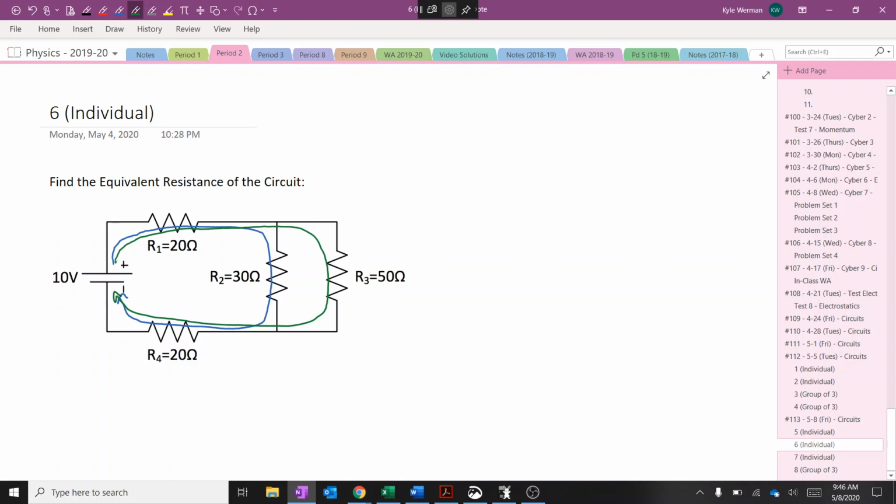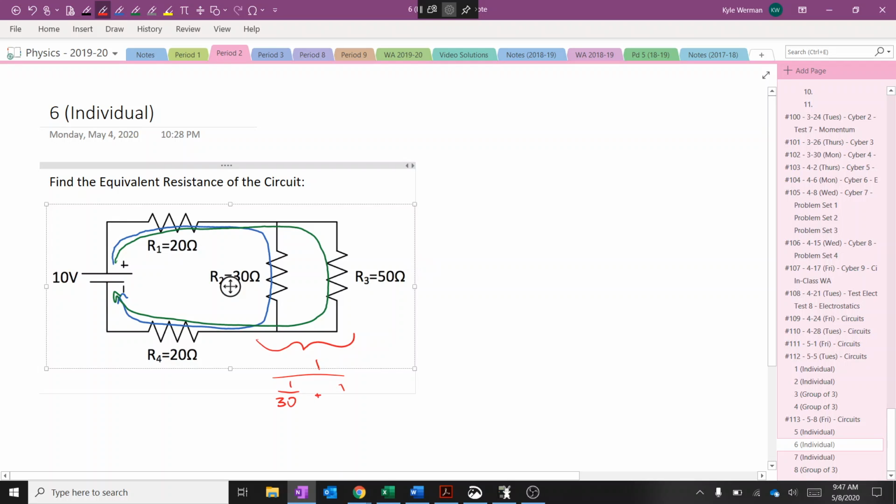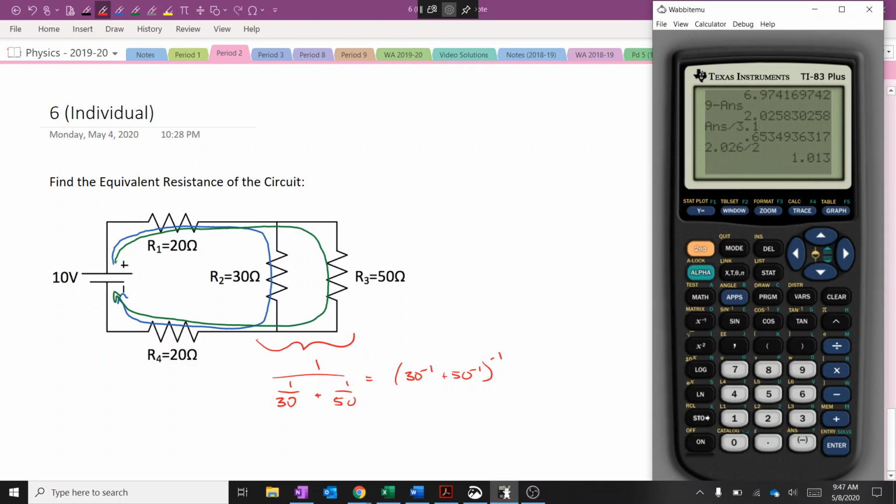So let's look at how we can actually find the equivalent resistance. One way is to identify that right here you have 2 resistors that are parallel. Those are the 2 pathways where you have the choice. Right? And if that's the case, we can find the equivalent resistance by taking 1 over 30 plus 1 over 50 and finding the equivalent resistance of that branch. Another way to write that in your calculator would be 30 to the negative 1 plus 50 to the negative 1 and raise that whole thing to the negative 1. So in my calculator, that's how I would evaluate it.